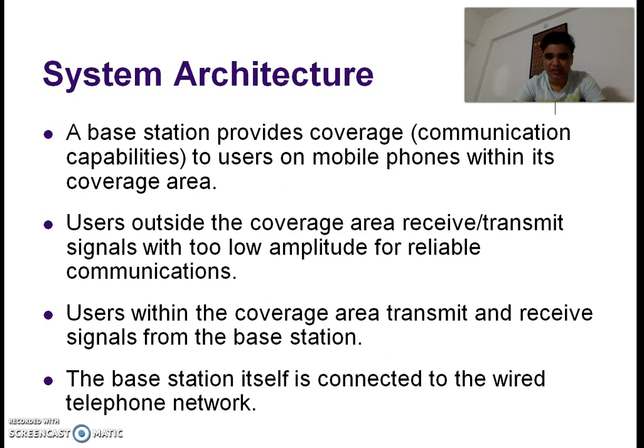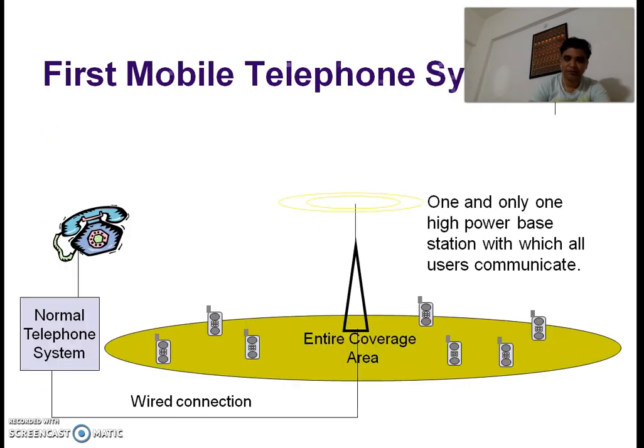The base station itself is connected to the wired telephone network. Remember, in this cellular system, only the base station and the mobile station are communicating over the wireless communication channel. Wireless means over the air. And the rest, from the base station to the PSTN, the public switched telephone network, each and everything is wired. Users within the coverage area transmit and receive signals from the base station, and the base station itself is connected to the telephone network with wire.